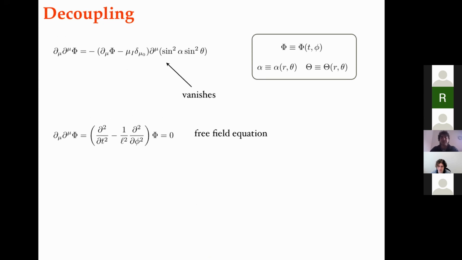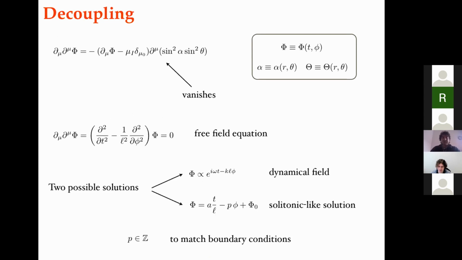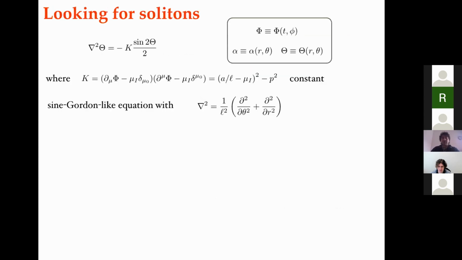The phi field basically obeys the free field equation, which is due to the fact that it is a Nambu-Goldstone boson, so it's massless, and it can behave as a free field if one uses this parameterization of alpha, theta, and phi. One can choose a dynamical field solution or a solitonic-like solution. The existence of a solitonic-like solution is very interesting in our opinion.